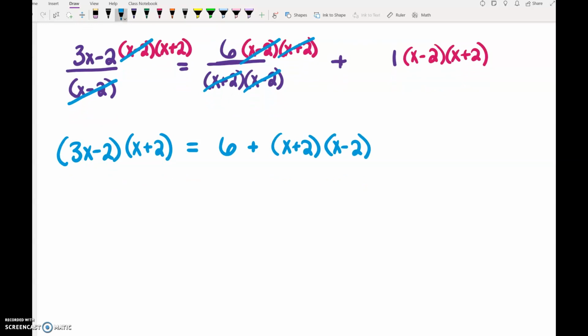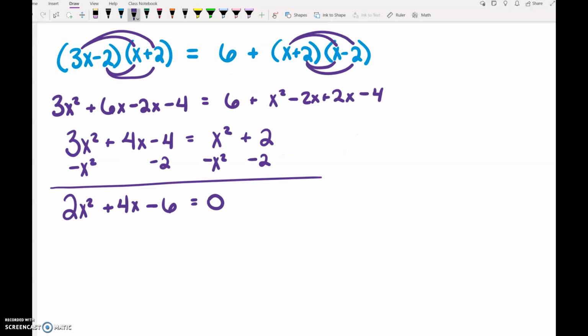Pause the video, double distribute, FOIL, whatever you call it, try to combine your like terms, and then play the video. We'll see where we're at that point. I double distributed on both sides, combined all of my like terms, and then because there's x squared and x, I'm getting everything over to the left side, trying to keep my x squared positive.